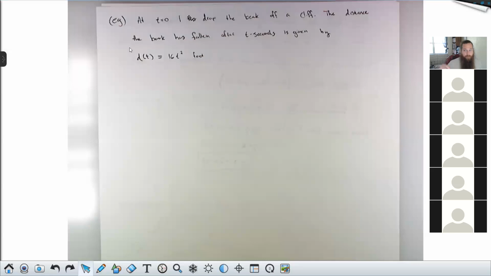So if I want to know how far down the canyon the book is after 1 second, you plug in t equals 1. If you want to know how far the book has fallen after 5 seconds, you plug in t equals 5. Is everybody comfy with what this function is telling us? It's a lot like the function from our first example, where that function told you how far I am from home. This tells you how far the book has fallen.